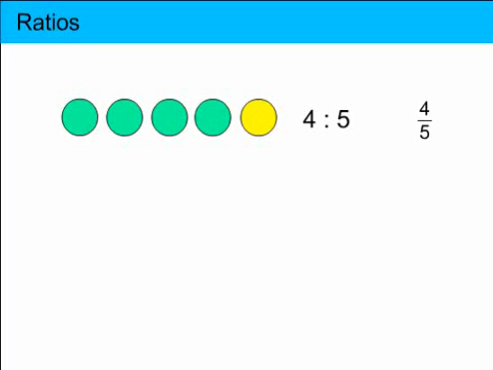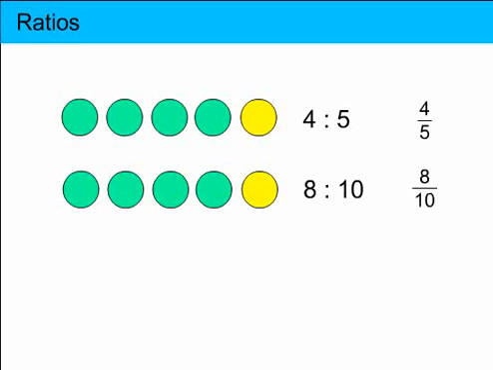We'll take a look at another series of equivalent ratios, and this time we're going to compare the part to the whole. So the green circles to the total number of circles, and in this case we have 4 to 5, which again, because it's part to whole, can be expressed as a fraction, or 4/5. So here's an equivalent ratio: 8 to 10. 8 green to 10 total. Again, expressed as a fraction would be 8/10.